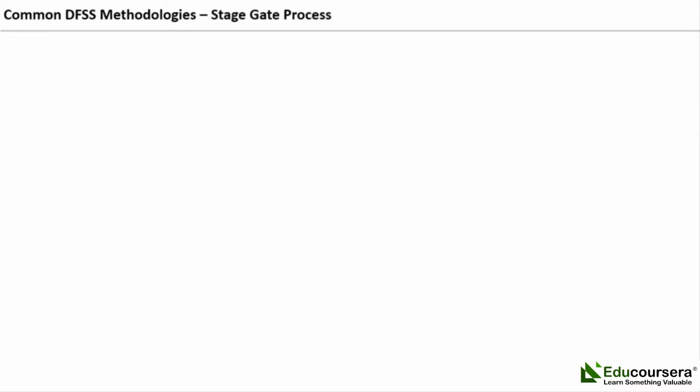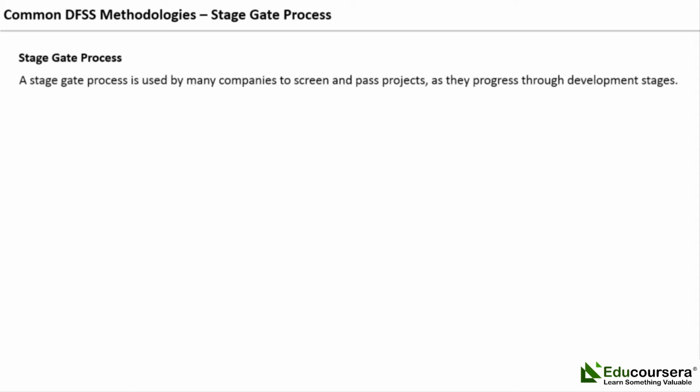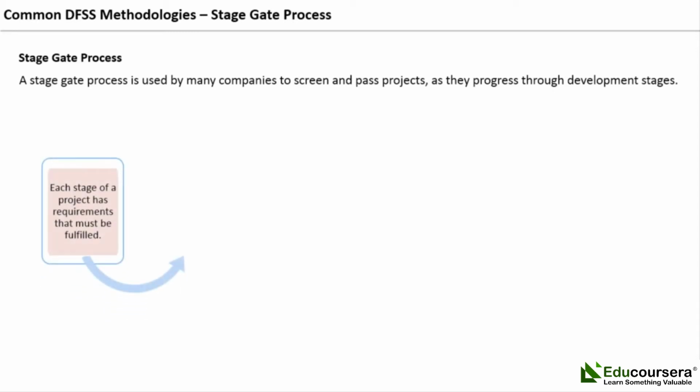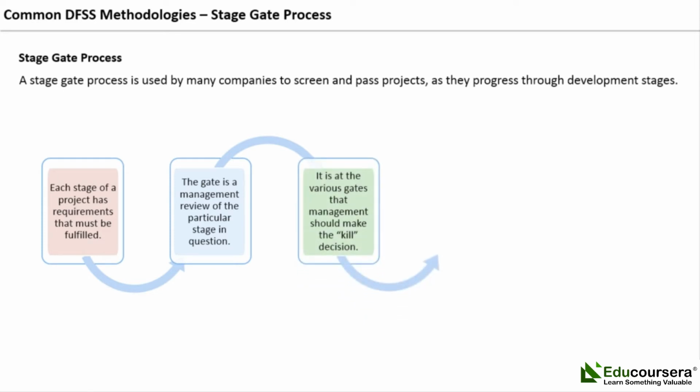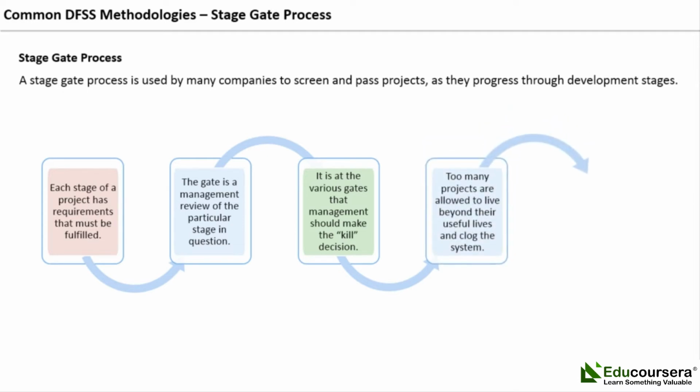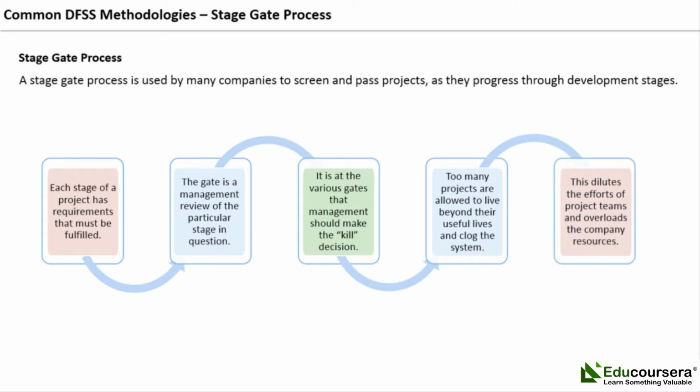Common DFSS methodologies. Stage gate process. A stage gate process is used by many companies to screen and pass projects as they progress through development stages. Each stage of a project has requirements that must be fulfilled. The gate is a management review of the particular stage in question. It is at the various gates that management should make the kill decision. Too many projects are allowed to live beyond their useful lives and clog the system. This dilutes the efforts of project teams and overloads the company resources.